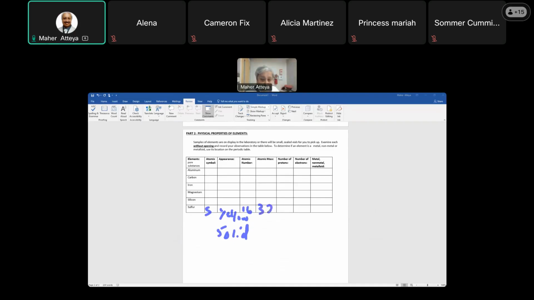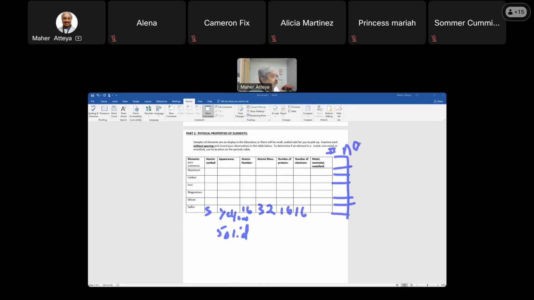32. So the number of protons is the atomic number, 16. So the number of protons will be how much here? 16. Number of electrons, how much? 16. Well, you add to this one here a number of neutrons, because that's missing here.